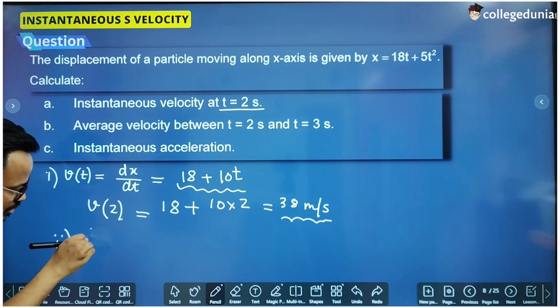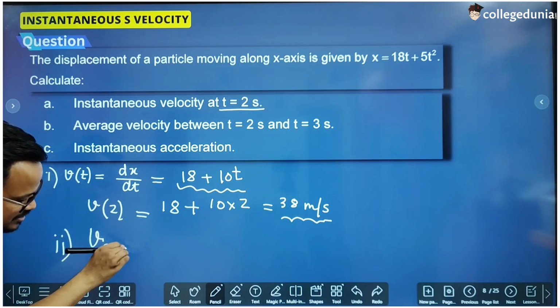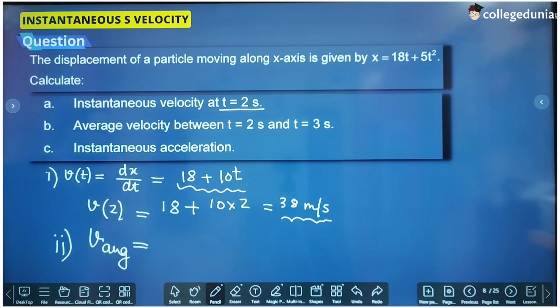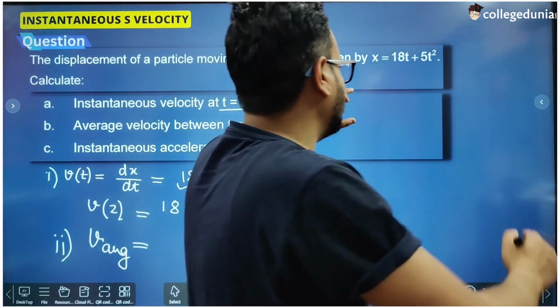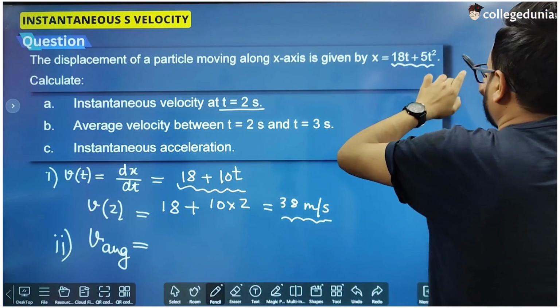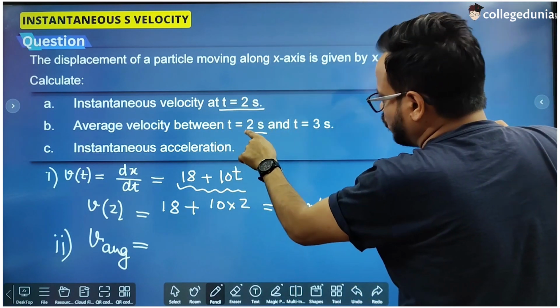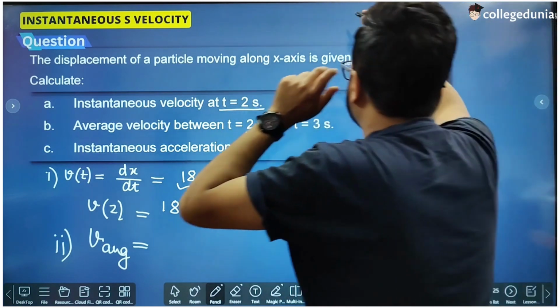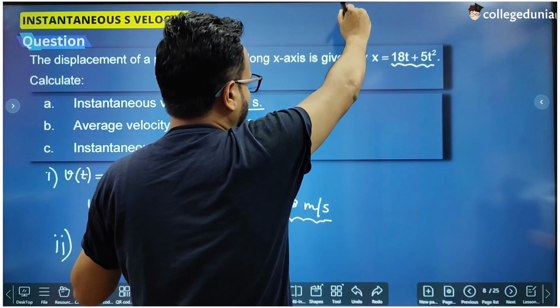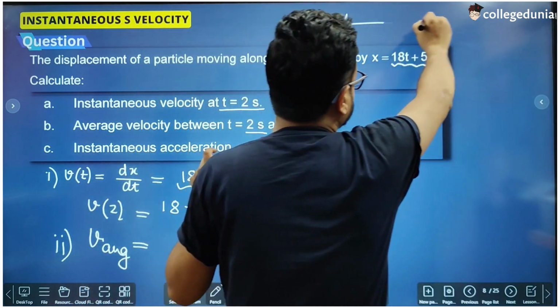So what is the average velocity? V average is the total distance traveled by total time taken. This is the distance equation of the body. So if we put t as 2 in this equation, suppose this is the origin, the origin from where we are taking the distances.